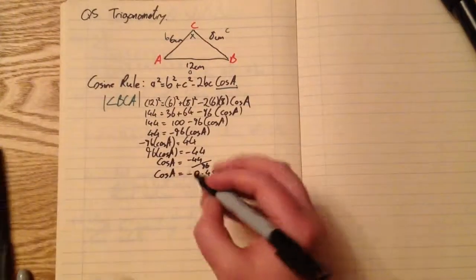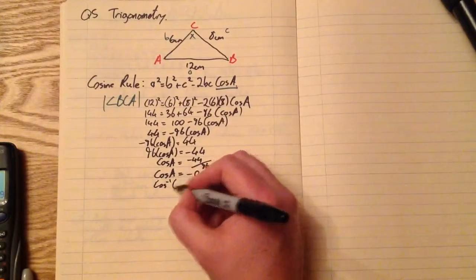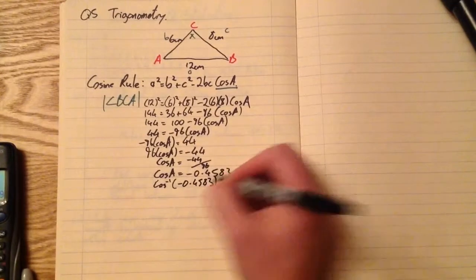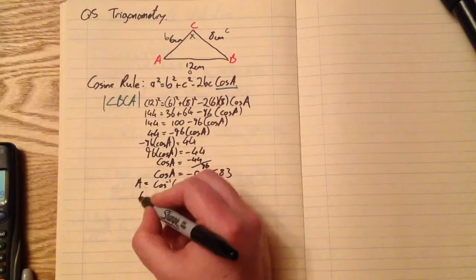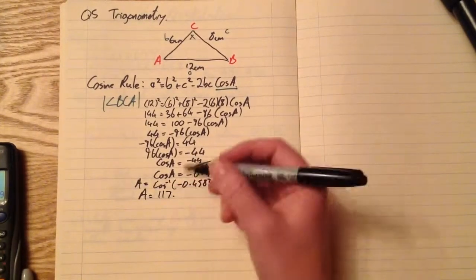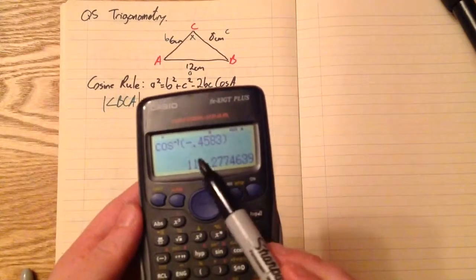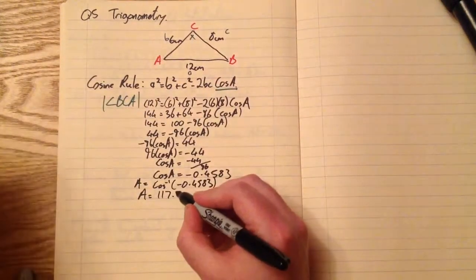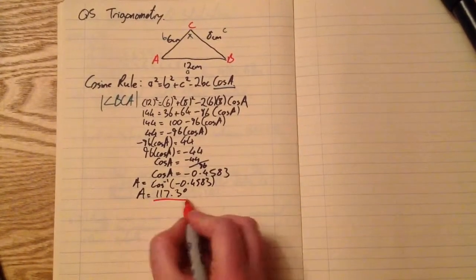So I'm going to put that in as cos inverse of minus 0.4583. Sorry, I should just say that A is equal to, like that. A is equal to 117 point. Now just be careful, because it says to one decimal place, so that 7 turns that to an 8, and that 8 is going to turn that to a 3. So it's 117.3 degrees, and that is the answer.